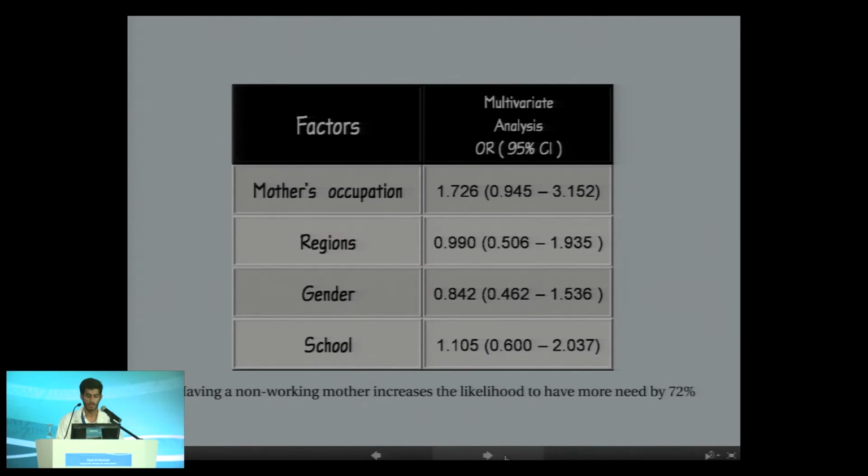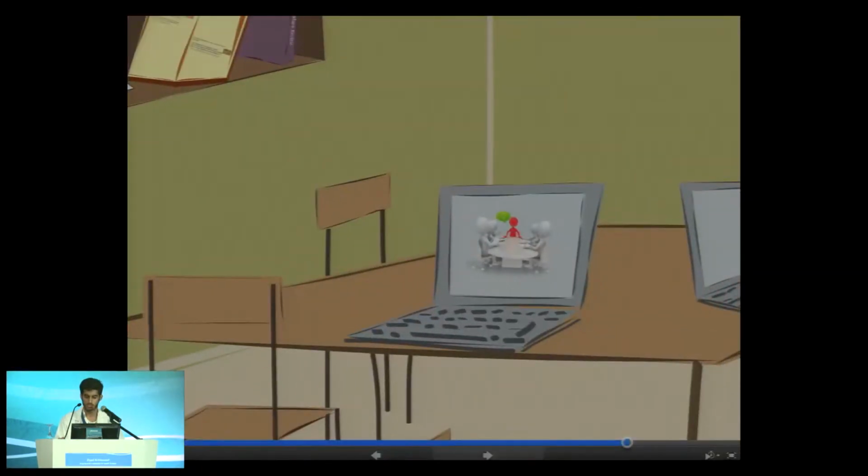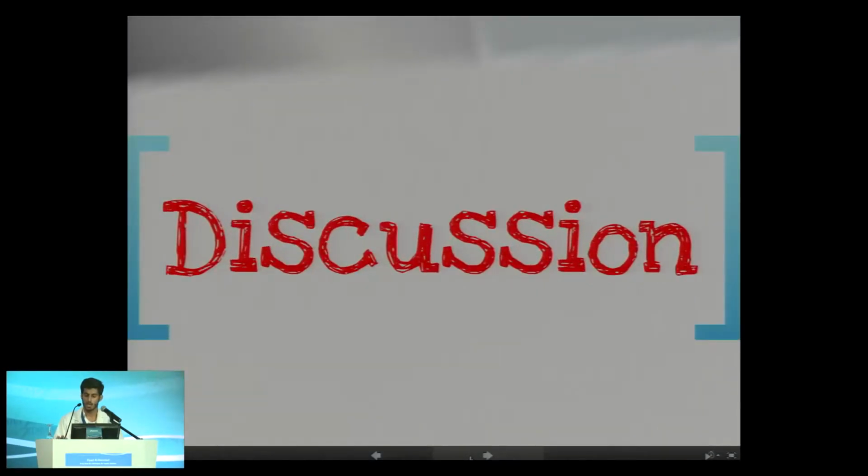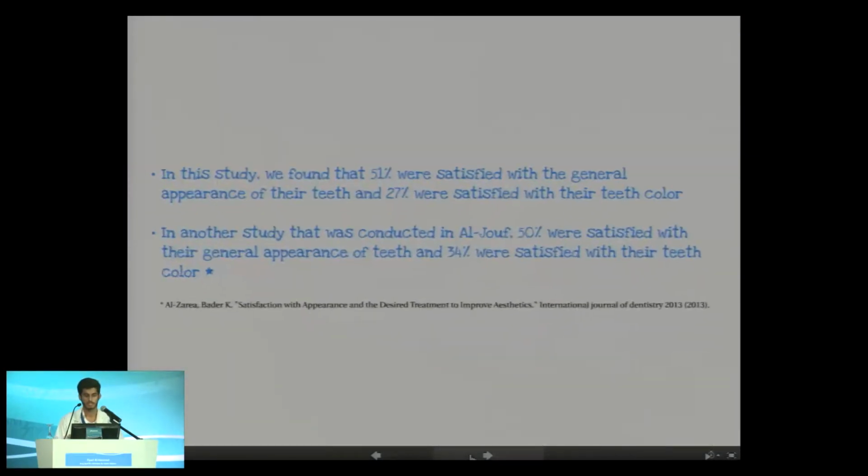So having a non-working mother increases the likelihood of having a negative attitude and also of having more needs by 72%. And it could be due to the education of the mother and her knowledge. And just to go through the discussion part, as with any study, there are other studies which are similar to it and other studies which are somewhat different. So we compared it with other studies.